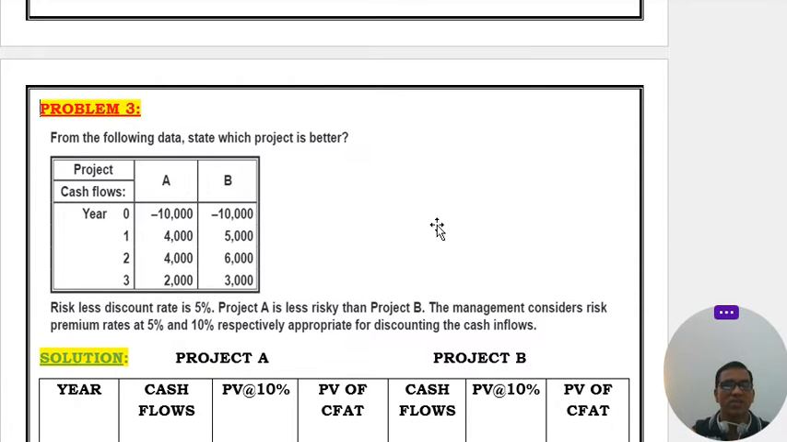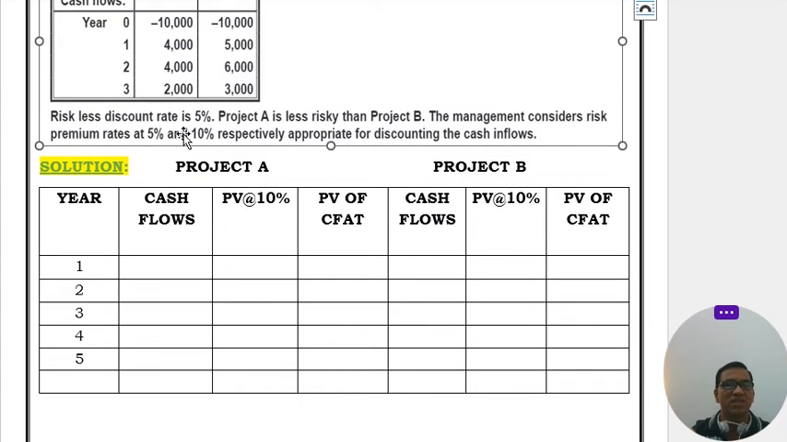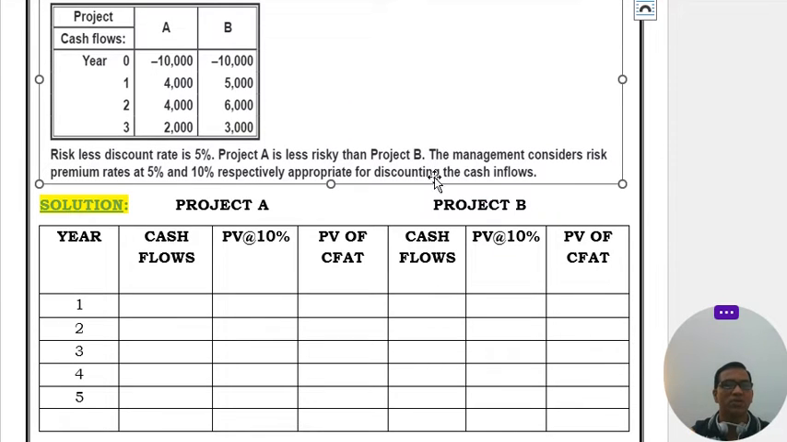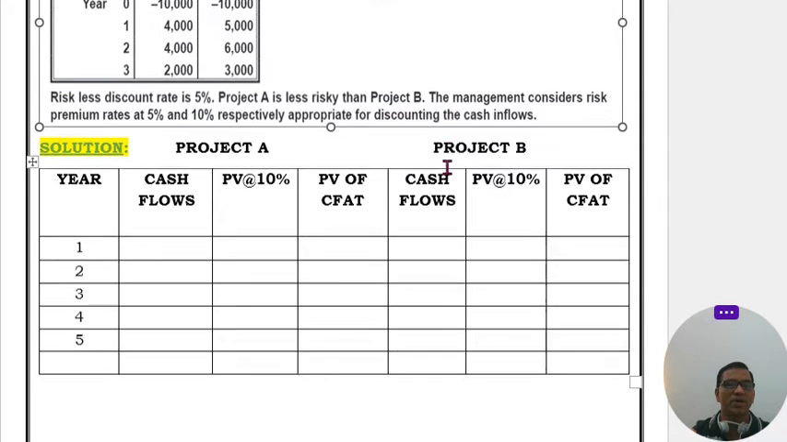What is important in this problem is that the riskless discount rate is 5%. Project A is less risky than project B. The management considered risk premium rates of 5% and 10% respectively, appropriate for discounting the cash flows. So we have to take the discounting factor of project A and project B. How much?